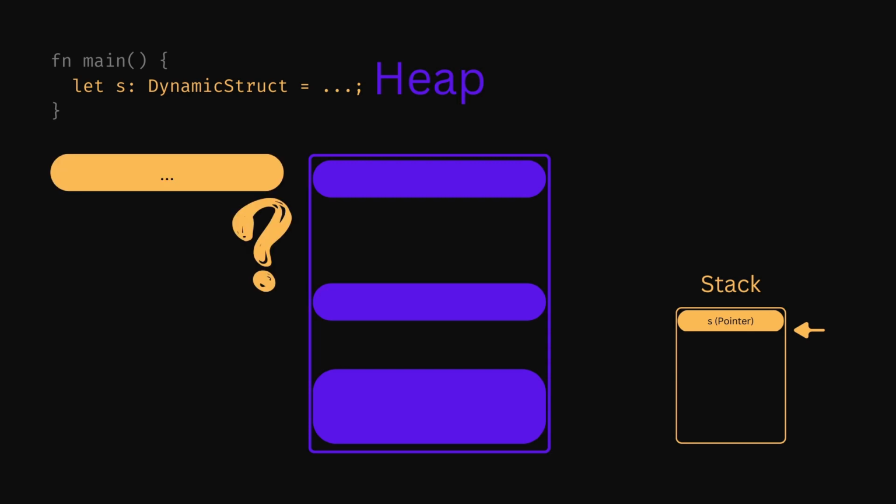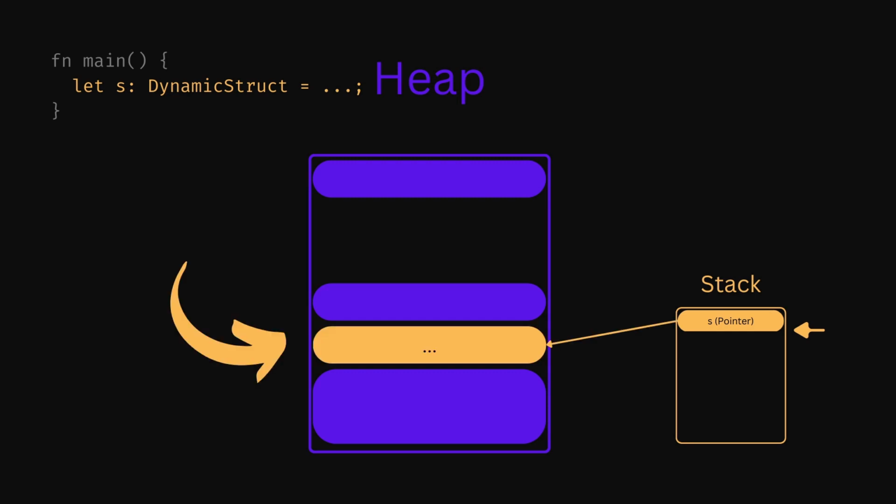The next thing that happens is that your computer will look for a space in the heap that is sufficiently large to house the data you want to store in your dynamic struct. For example, it could choose this gap to store your data. And now we see that we have a pointer on the stack that points to the address in the heap where the actual data is stored. So if you want to access your data, you would just need to follow your pointer into this heap address, and there you can find your data.